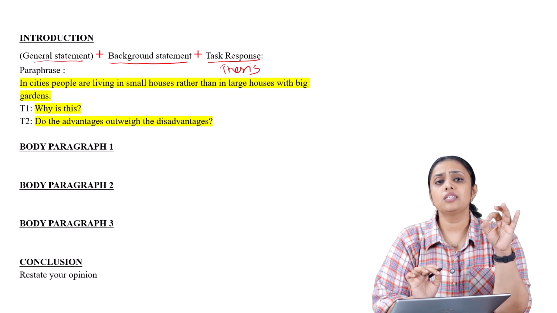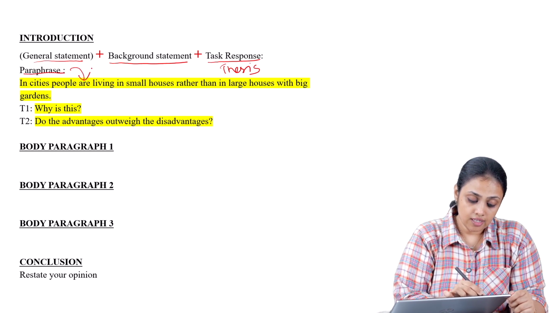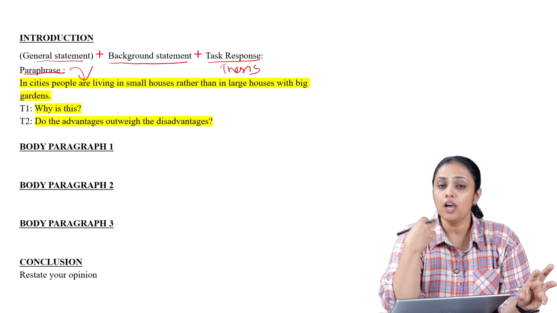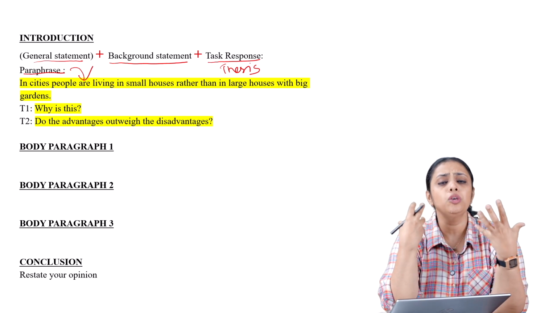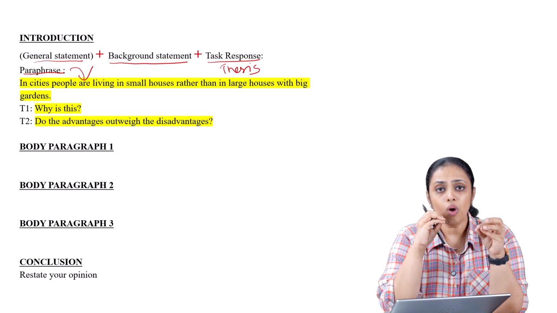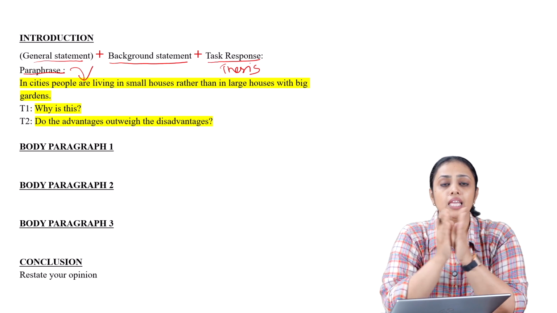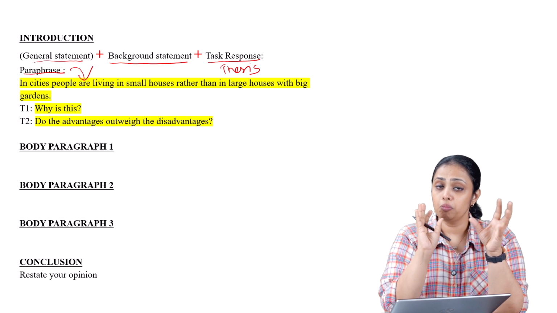Now, the background statement is nothing but a paraphrasing of the statement of the given question. So, the background statement, how we write it is by paraphrasing the given statement. Now, what do you mean by paraphrasing? Paraphrasing simply means that you are rewriting that statement in your own way, keeping the meaning intact but not copying the same words as in the question. That is what you mean by paraphrasing.